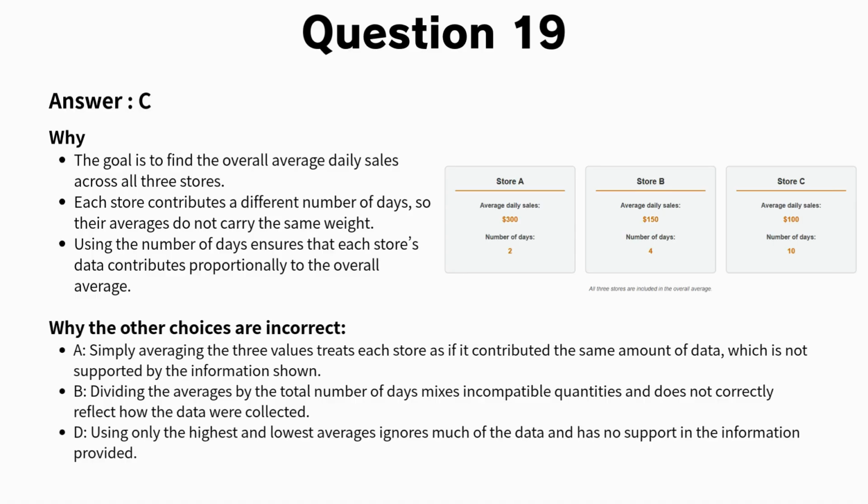Using the number of days ensures that each store's data contributes proportionally to the overall average. Store C, with 10 days of data, should have more influence on the final average than Store A, which only has 2 days of data.